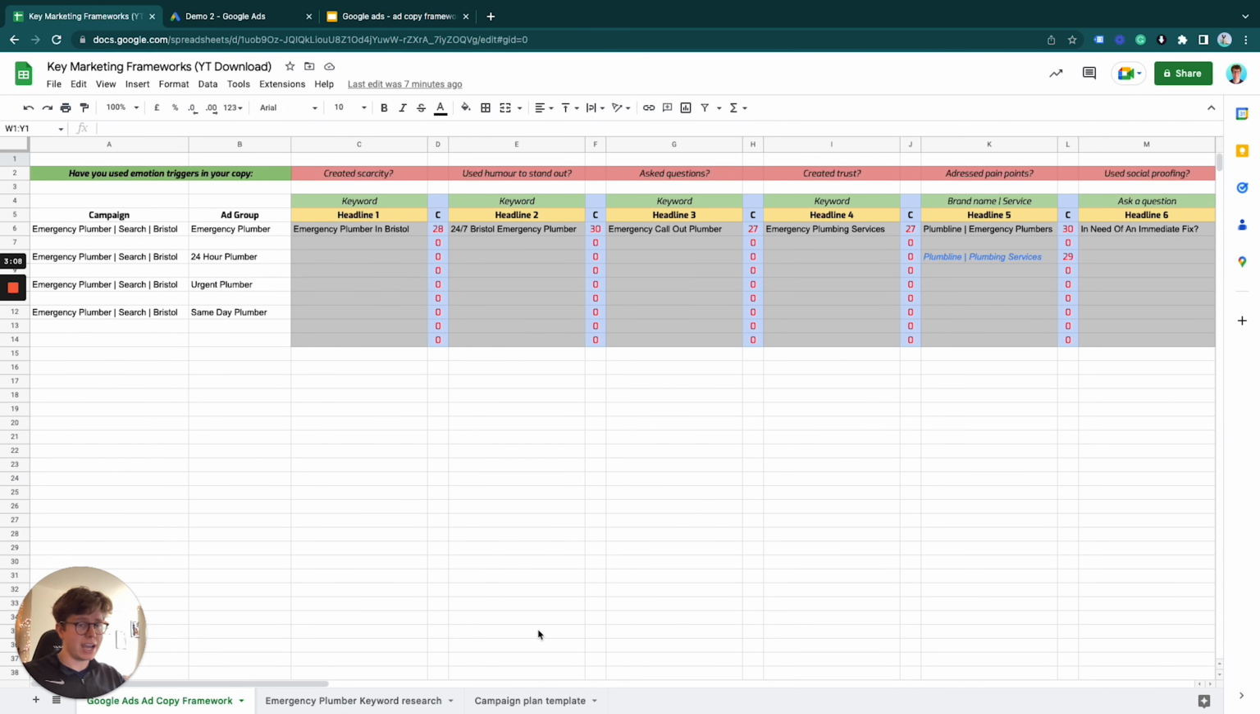So let's look at this in the actual framework. So this is the way it's laid out. You can see here we have our campaign and our ad group. For this example, I'm doing an emergency plumber in Bristol. I'm from Bristol, so I just did this example.